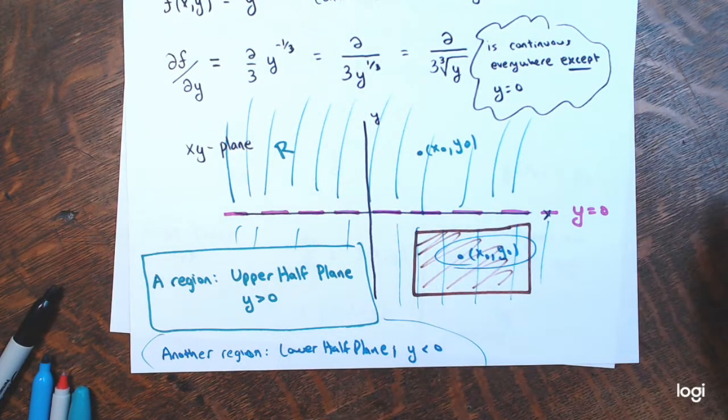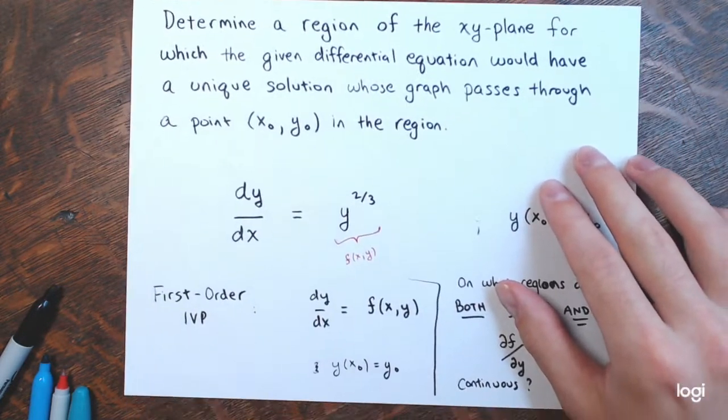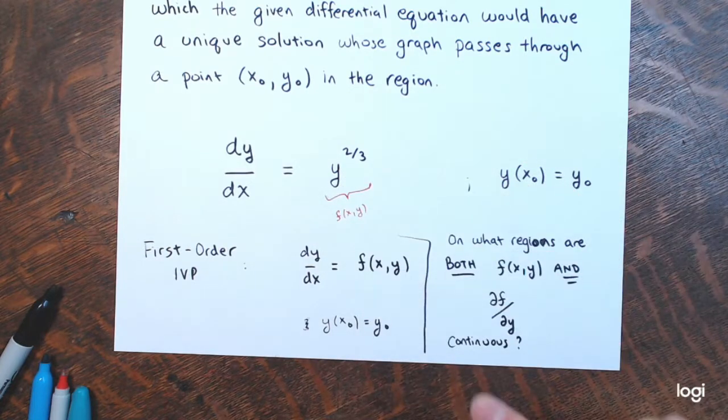Okay. All right, so that's just one example. That was a pretty simple one, right? Because that f function, f of xy, only depended on y. All right, so here's another example.